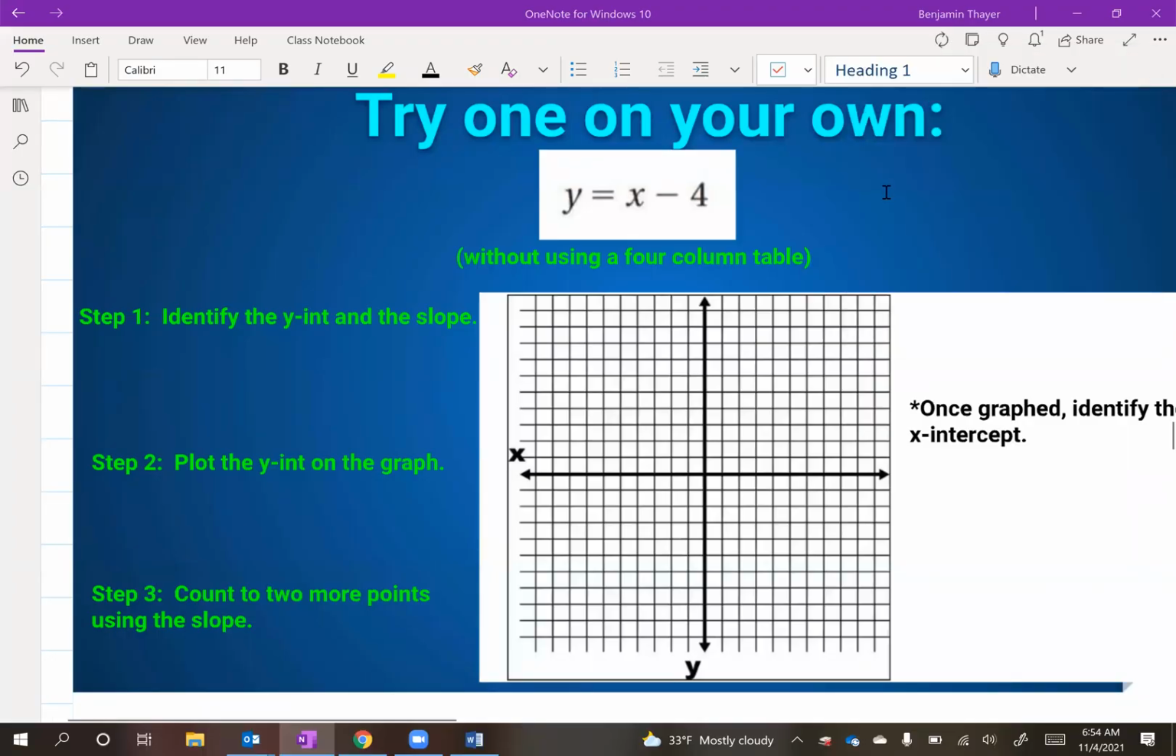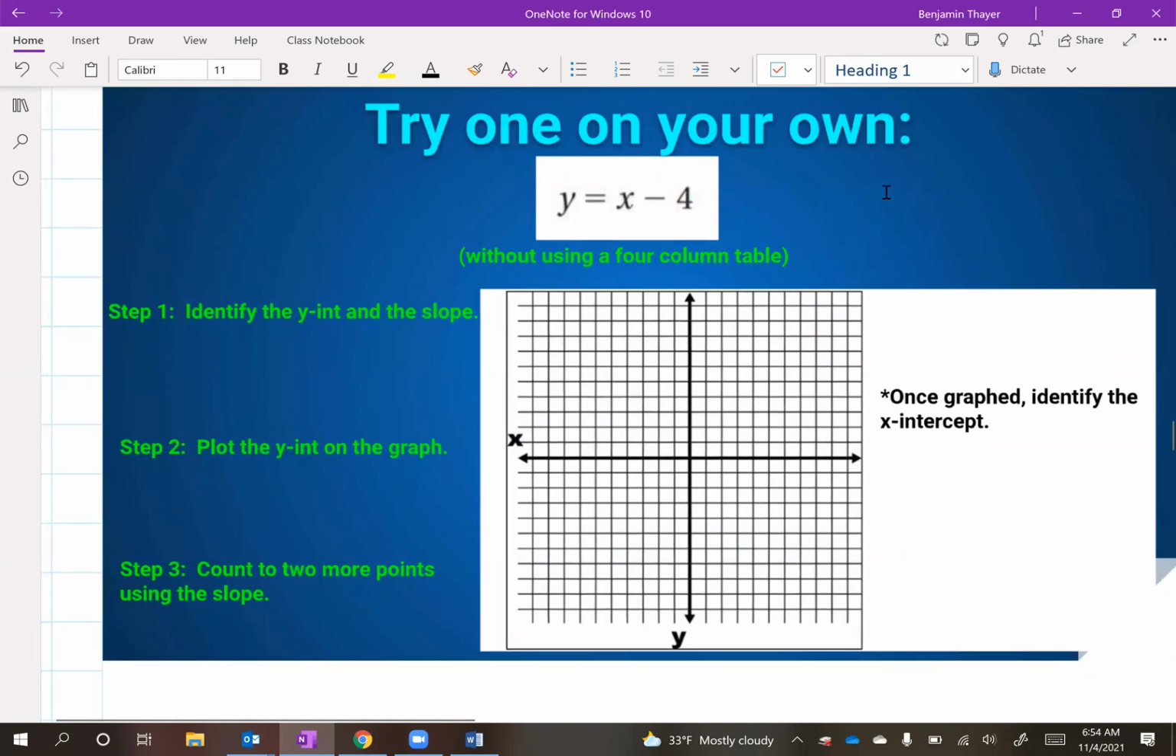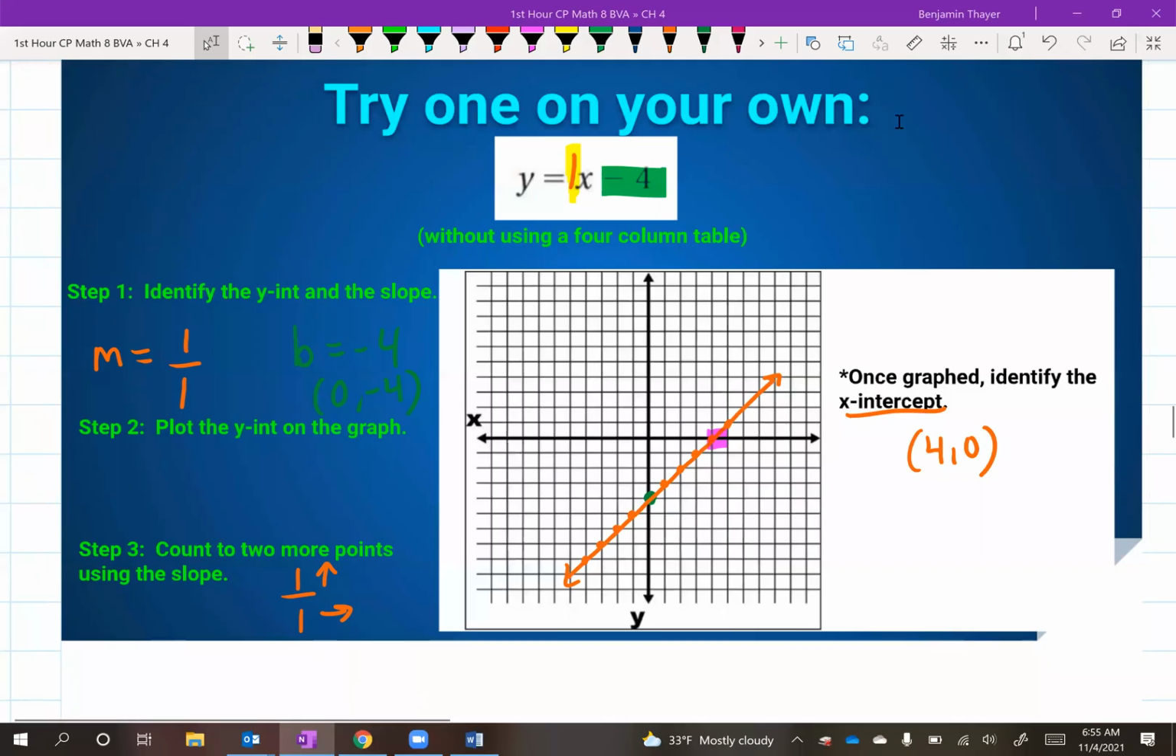Okay, your turn. Go ahead and pause the video right here and try graphing this linear equation by yourself, following the steps we've modeled. And then when you're done, identify the x-intercept. We'll go over the solution in just a moment. All right, let's see how you did.